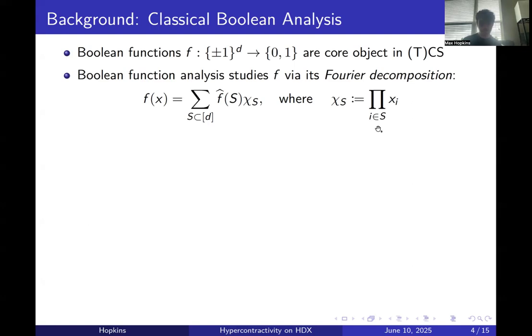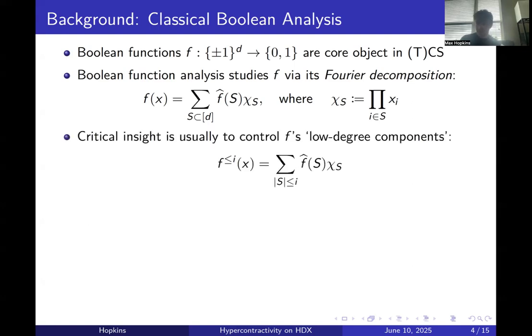Okay, the critical insight in Boolean function analysis usually revolves around controlling the behavior of f's low-degree components. In other words, for any given fixed i, we define f less than or equal to i to be the projection of f, just the sum over components up to size i. This is essentially the low-degree polynomial part of f. Usually this corresponds to the poorly behaving fraction, and we'd like to prove that f has low projection onto this, or something along these lines.